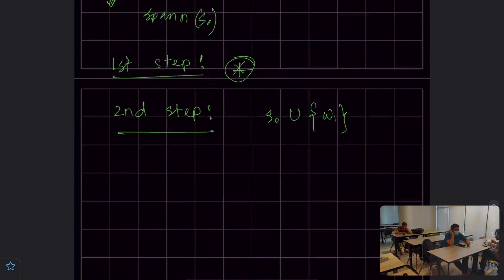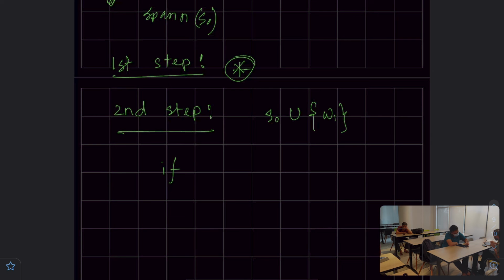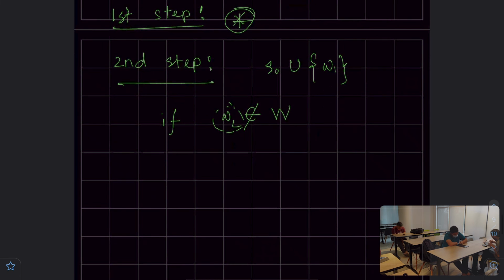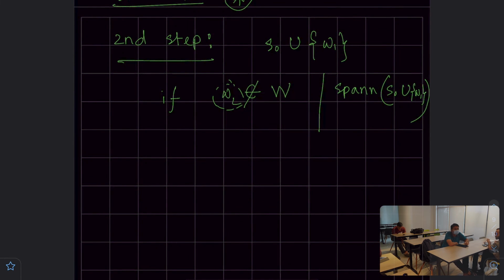Now let's find out if there is no vector W2 belonging to W that is not in the span of S0 union W1. If there exists no such vector W2, then this set S0 union W1 is the basis of the vector space W, right? Do you get the idea?